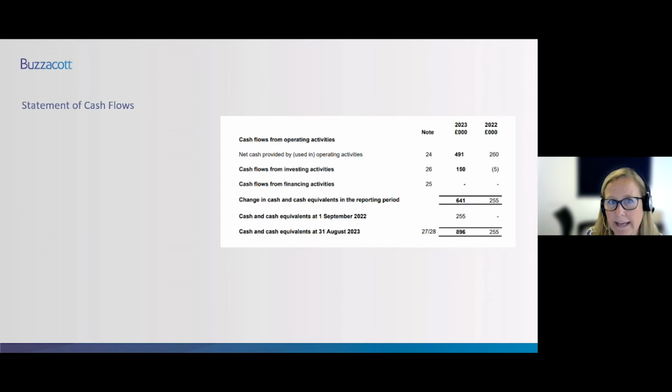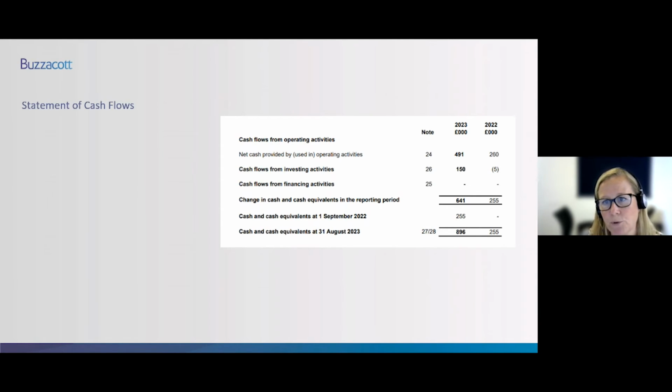So here you can see that the Coketown example Academy Trust generated just under £500,000 from operational activities. You then have the 150,000 from investing activities. So this means the movements on fixed assets and the related funding.